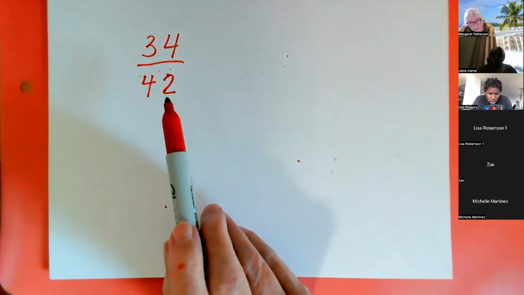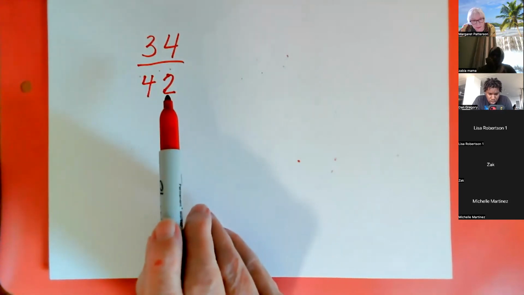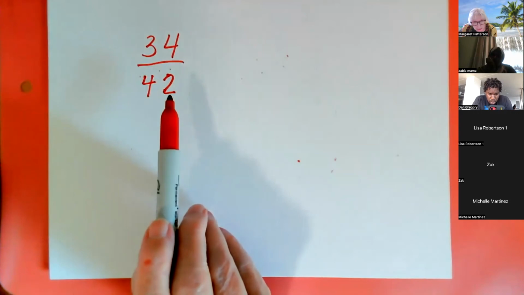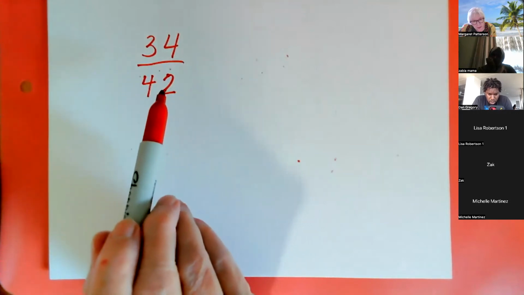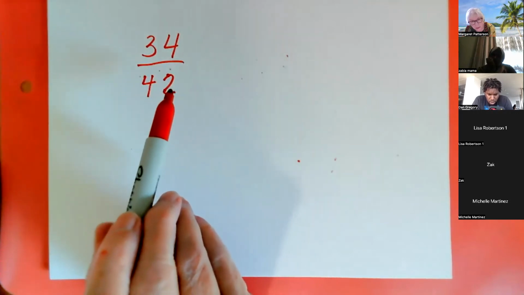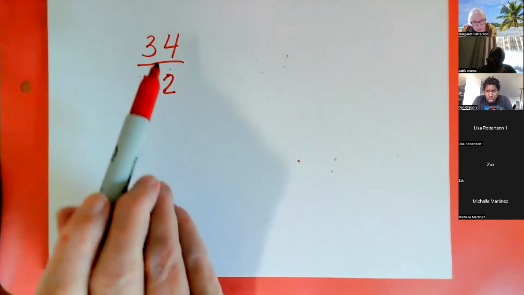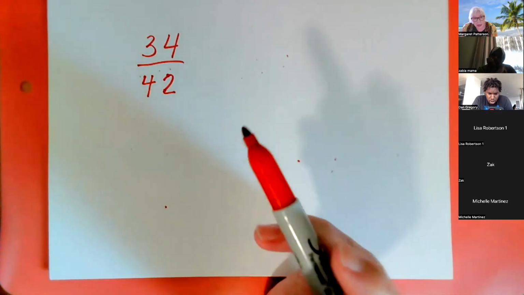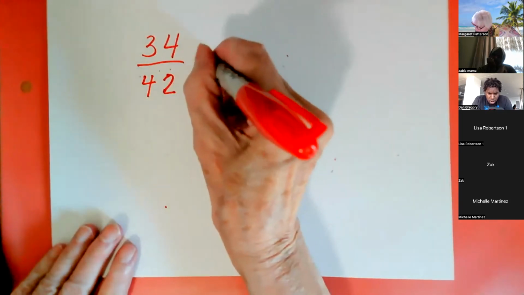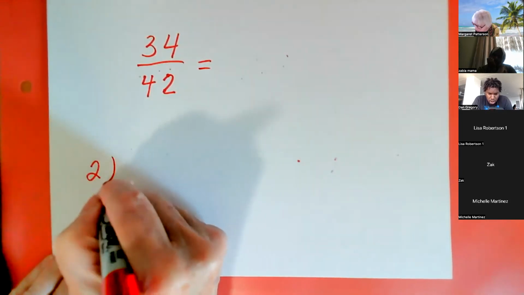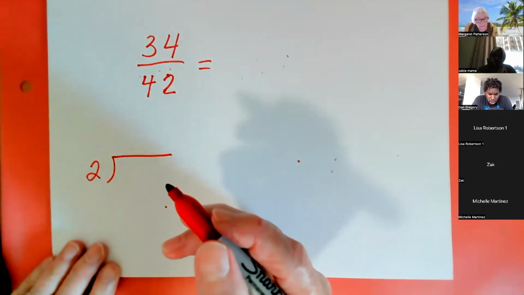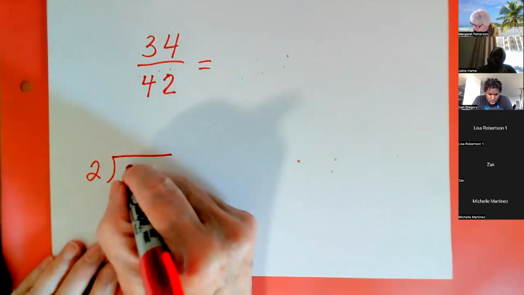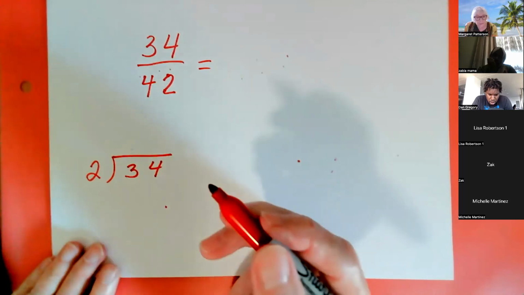And this is why I made this problem. This one's even because it has a factor of 2 in it. In other words, if the last digit is 0, 2, 4, 6, 8, it's even, which means it has a factor of 2 in it. So 34, I'm saying it's even, and that means you can divide it by 2.